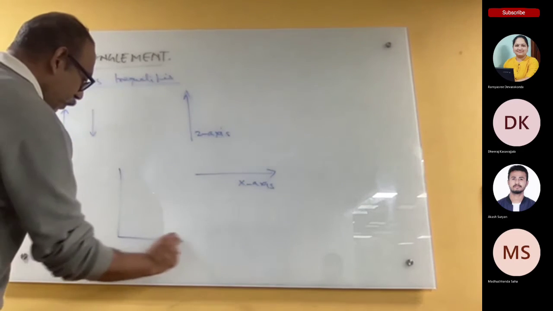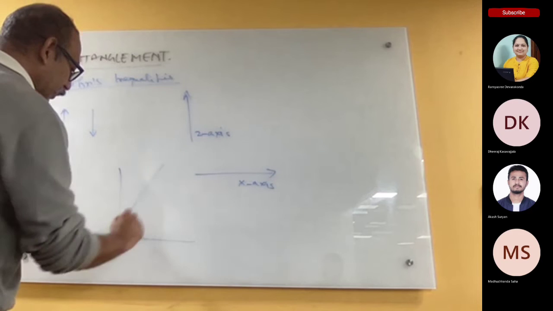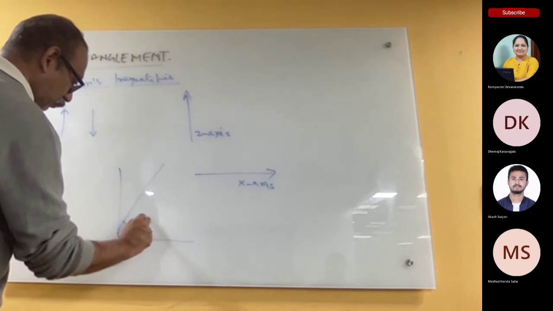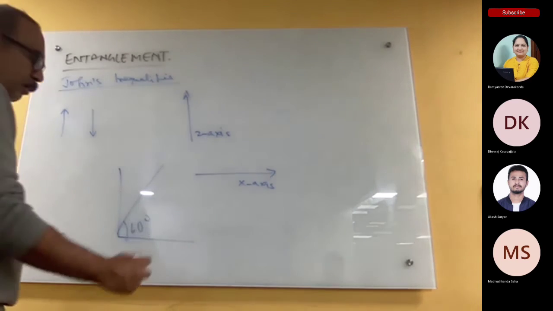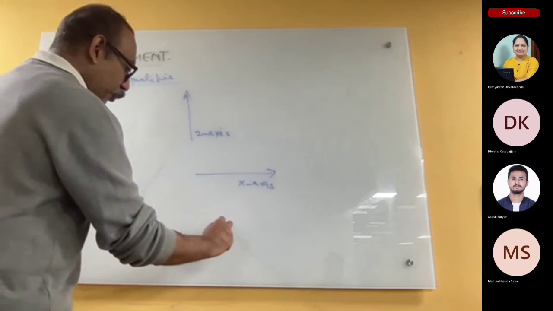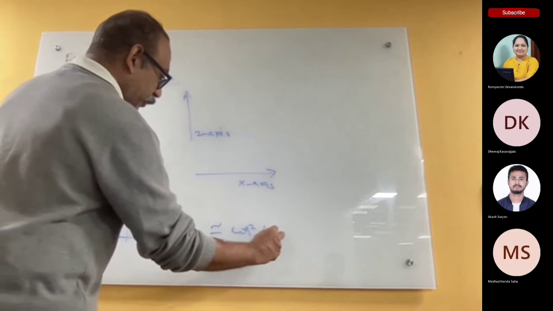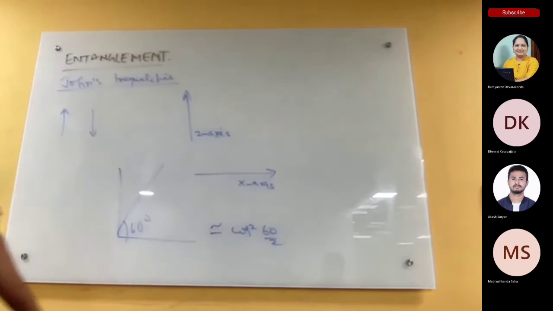But here is the trouble. If you measure it at, let's say, some 60-degree angle. Now, if you measure spin along an axis that is at an angle, then the probability will be proportional to cos square 60 by 2. Amplitude.